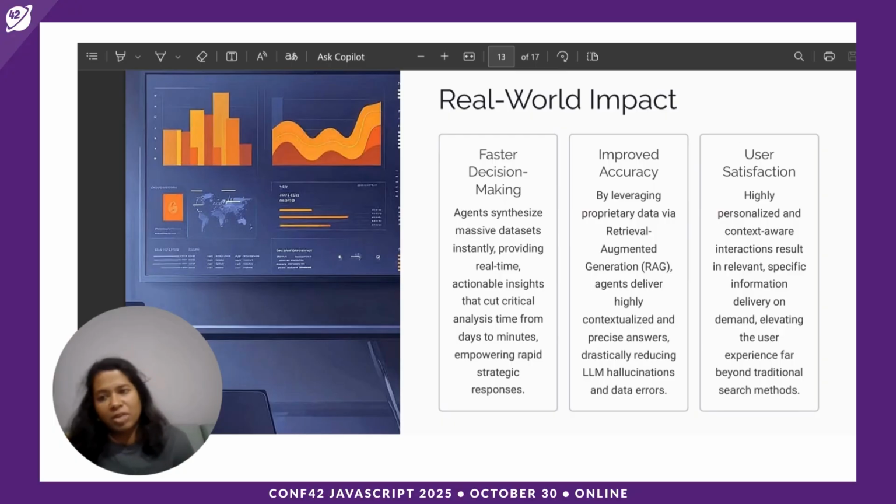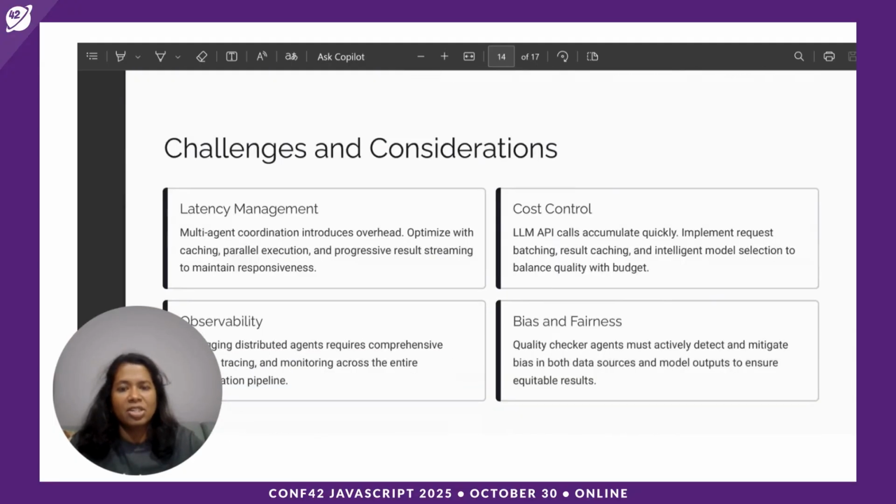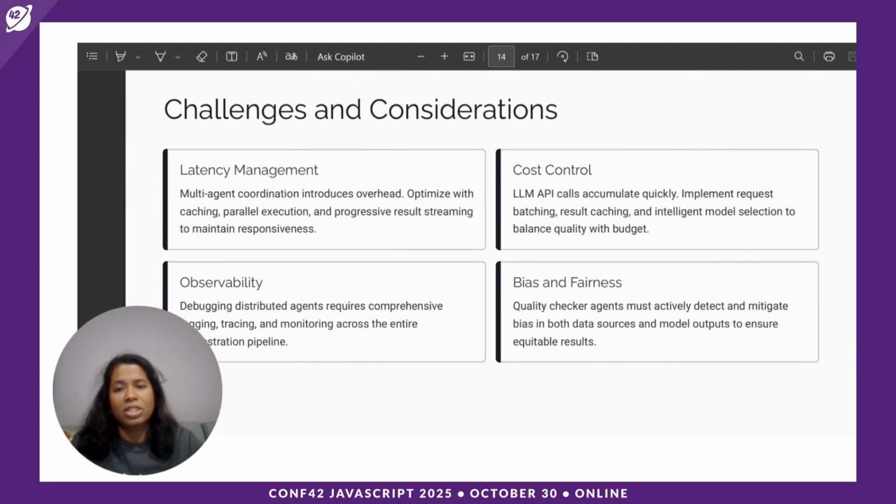So, what are all the challenges that we have and that we should consider? Latency management. Multi agent coordination introduces operational overhead. Optimize with caching, parallel execution, and progressive result streaming to maintain responsiveness. LLM calls usually accumulate very quickly.